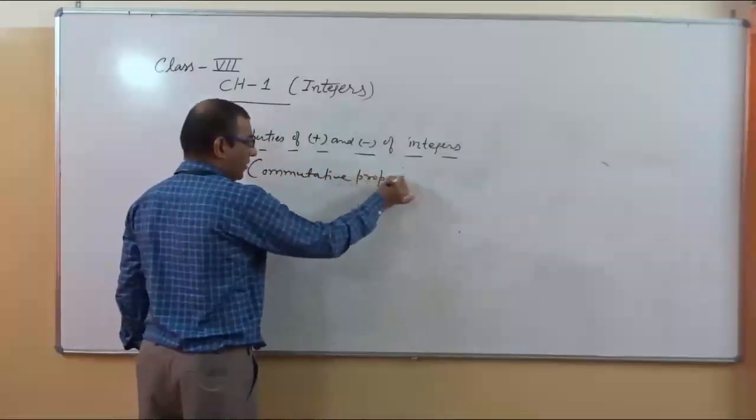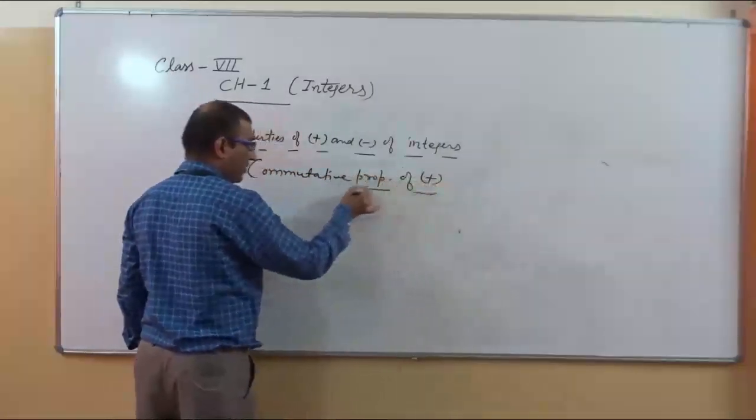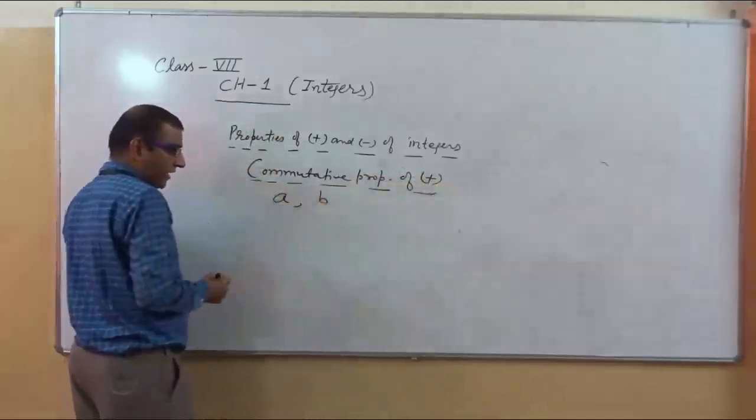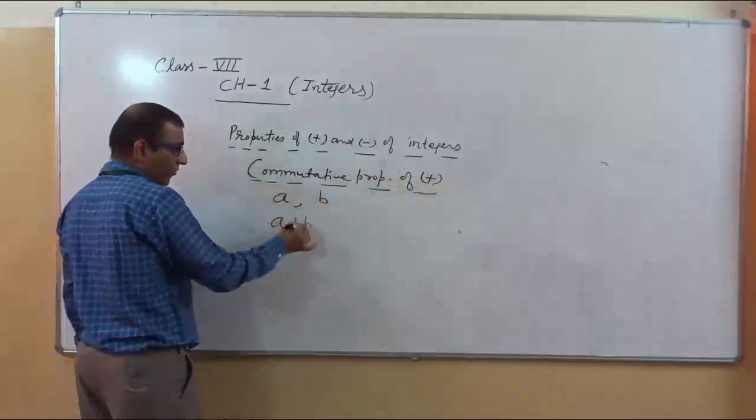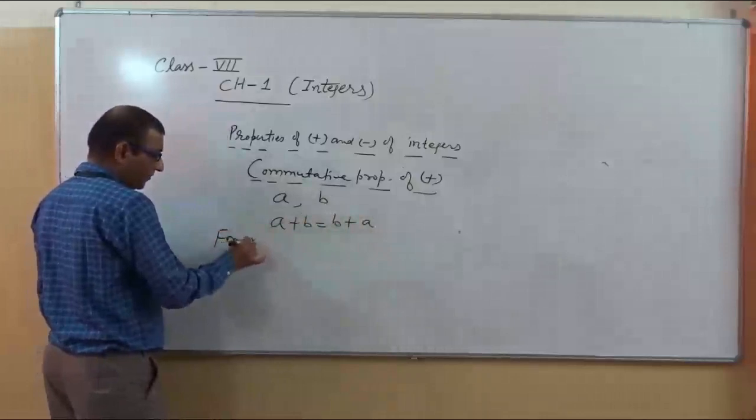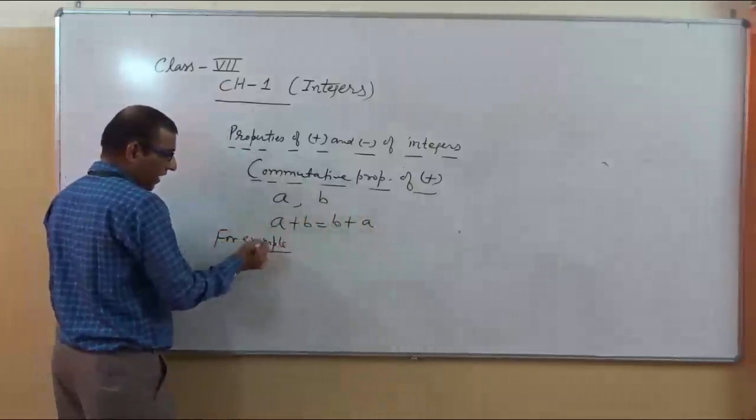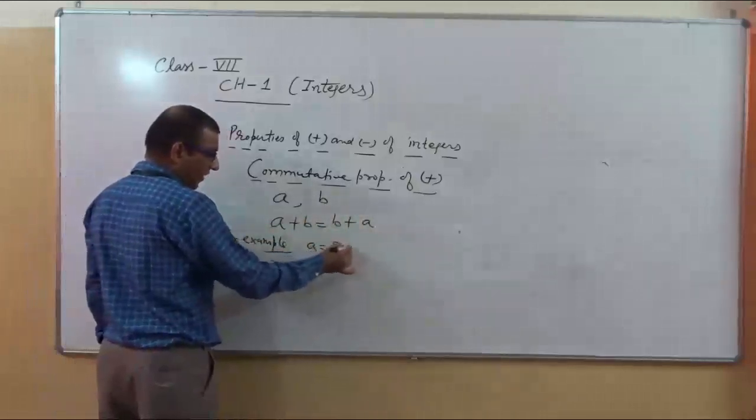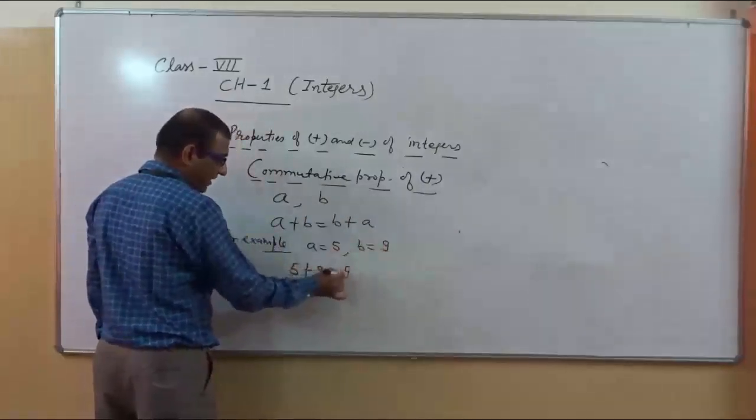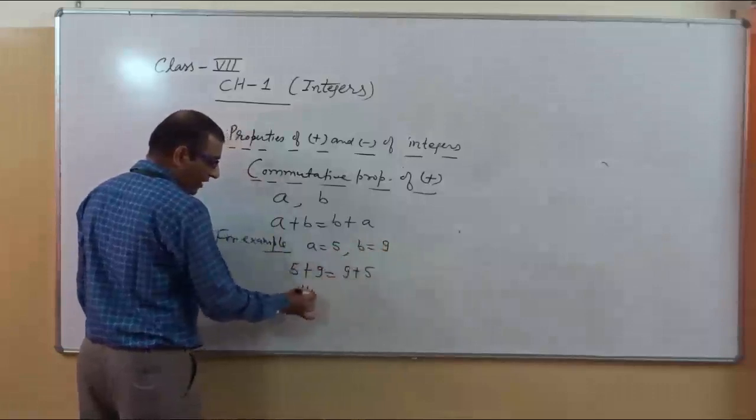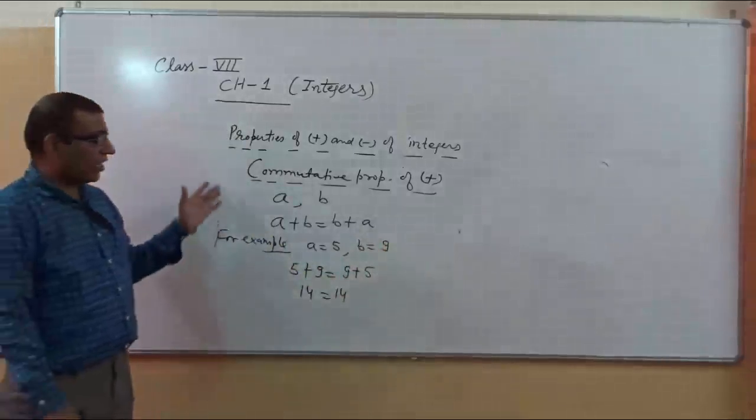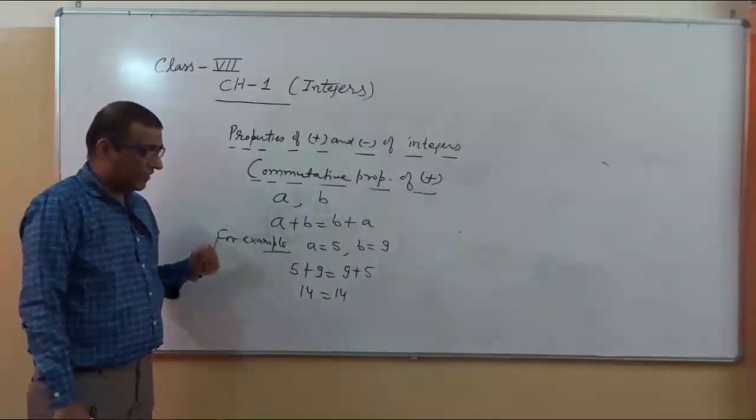Commutative property for addition. Under this heading, again if we are taking two integers a and b, then we can say a plus b can be written as b plus a. For example, if I am taking the value of a as 5 and the value of b as 9, then we can say 5 plus 9 can be written as 9 plus 5, and both are equal. It means LHS equals RHS. So we can say the commutative property for addition is applicable.